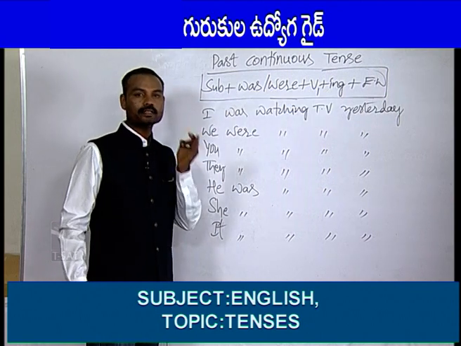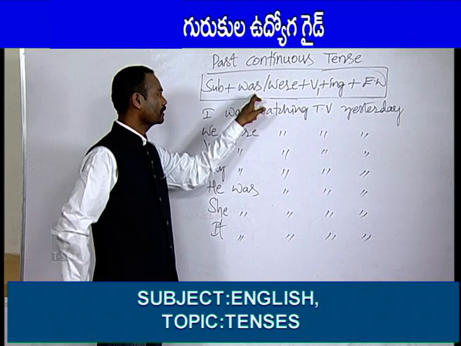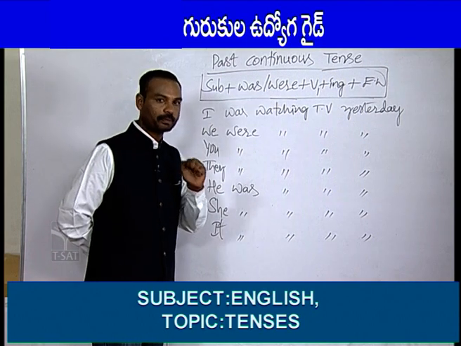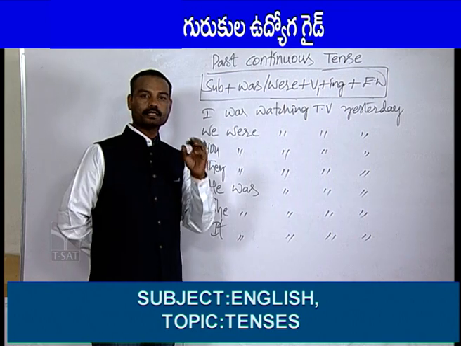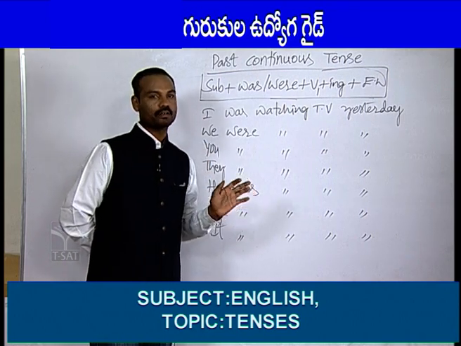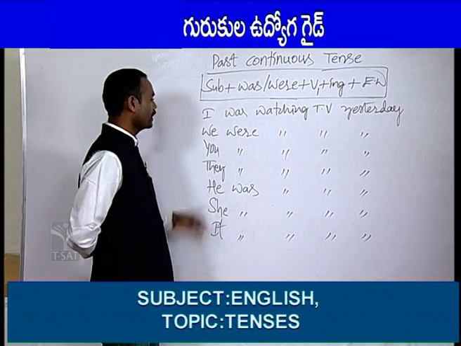These two are called helping verbs. Was and were, these two words are called helping verbs. In past continuous, there are only two helping verbs. Then in past continuous tense, we should always use the ing form. Never forget it.